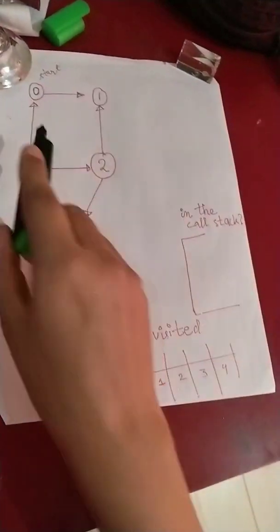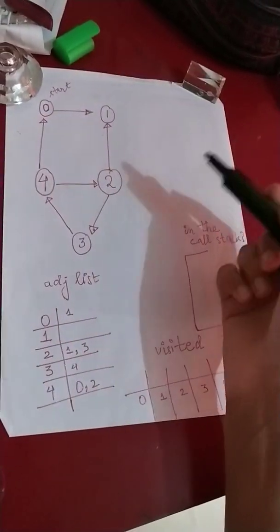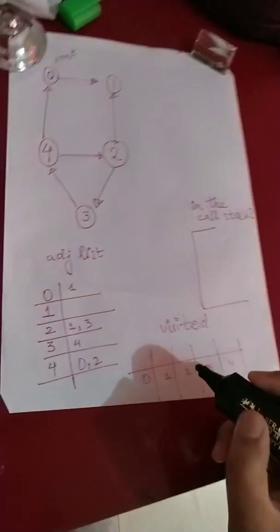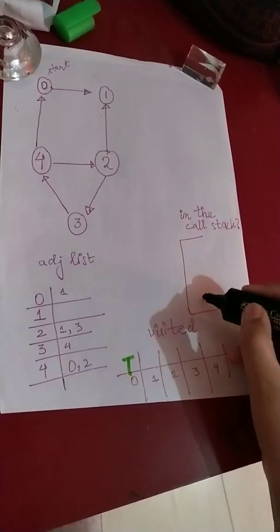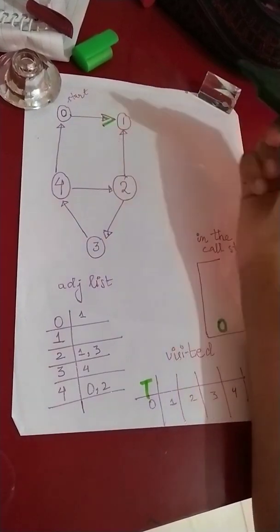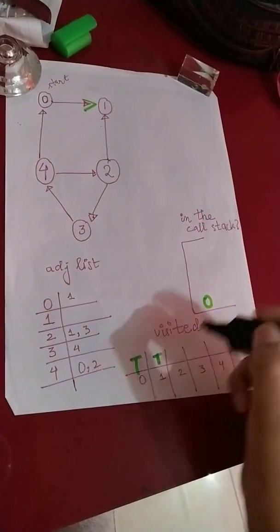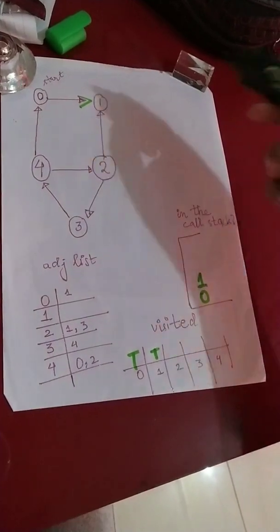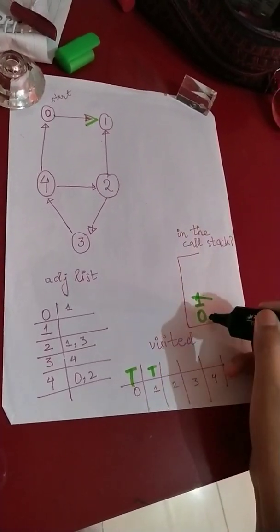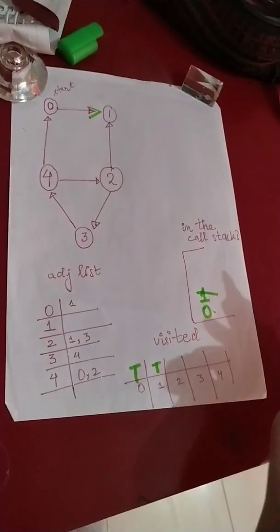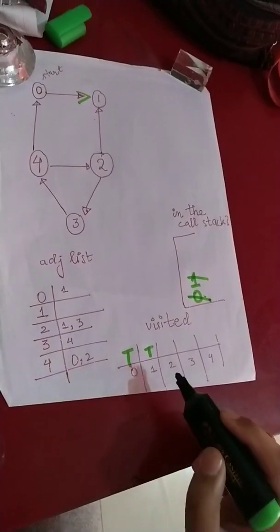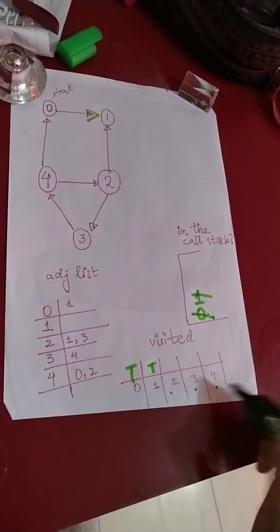Suppose I start with the node 0. When I'm starting from 0, I have to mark 0 as visited and put 0 in my call stack. From 0, there is only one option to go and that is node 1. So now 1 is to be marked as visited and put in the call stack. From 1, there is nowhere to go, so I will pop it off from my call stack and go back to 0. From 0, again there is nothing to explore, so pop it off. And now I can start exploring again from any of the nodes that have not yet been visited, that is 2, 3 or 4.